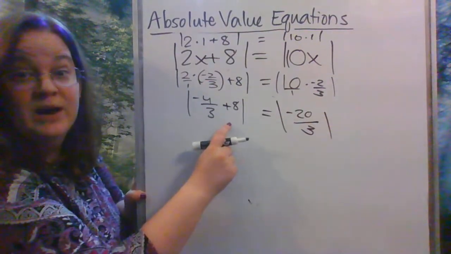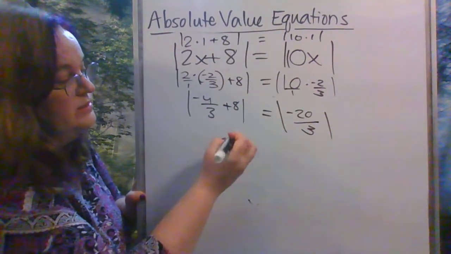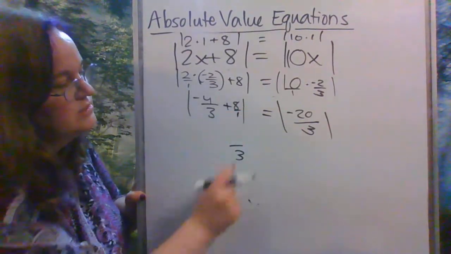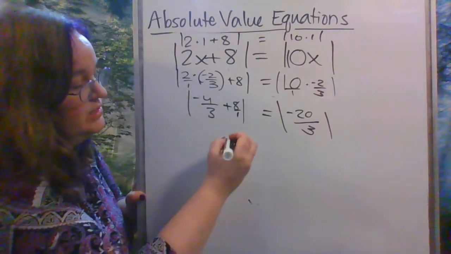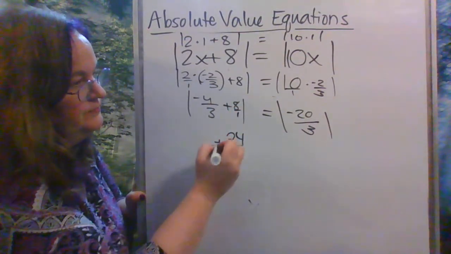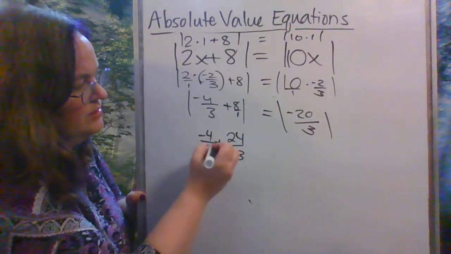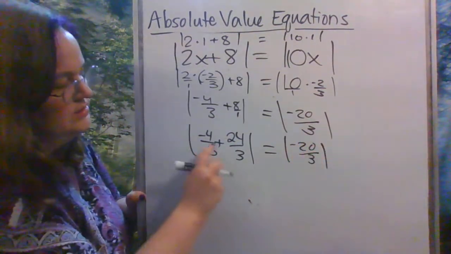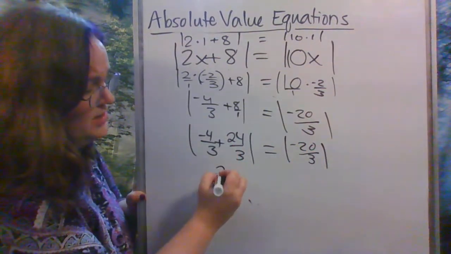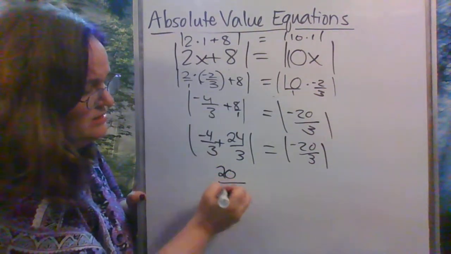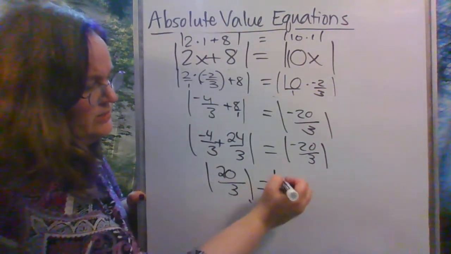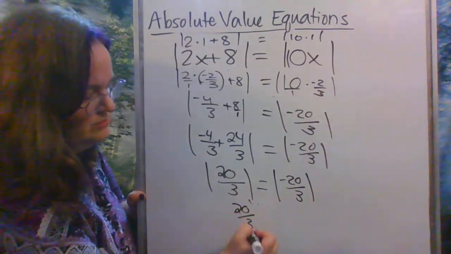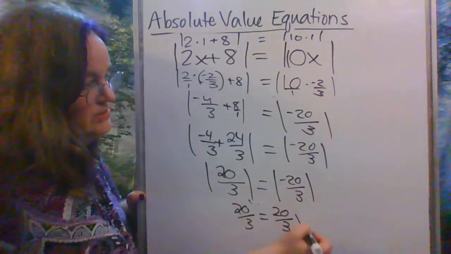When I'm adding, remember, I need to have a common denominator. So 8 is going to have a denominator of 3. Okay, remember right now it's like 8 over 1. So I times by 3, I times by 3. So that's 24. And I get negative 4 over 3 plus 24 thirds. So negative 4 plus 24 is 20, positive 20 thirds. Okay. And when I take the absolute value, remember it has to be positive. So both of these come out to 20 thirds. Okay, so it checks out.